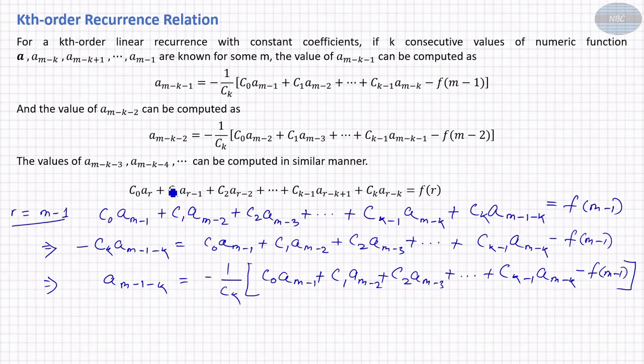If you know the k consecutive values of the numeric function, then we can find out the previous values of the numeric function. Like here, the previous value of the numeric function is a_{m-k}. We can find the previous value as a_{m-k-1}, then the next previous value is a_{m-k-2}, then the next is a_{m-k-3} and so on.